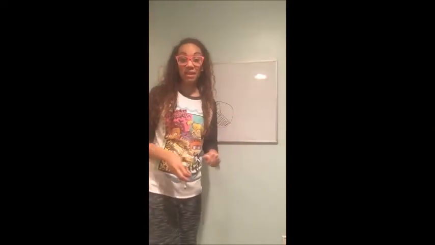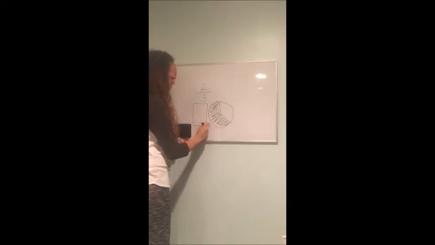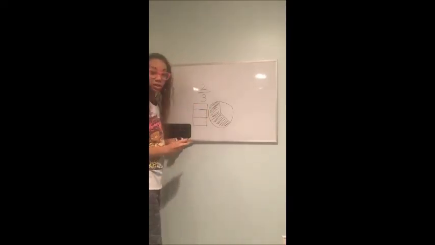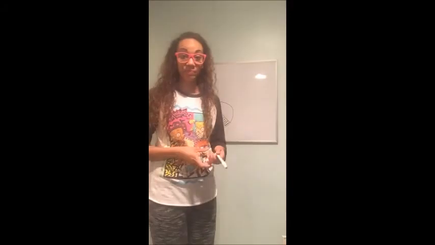It doesn't always have to be a circle, however. So we might choose to draw this if we had a rectangle with 3 equal pieces, and we could also shade in 2 of them. That would still be 2/3. Okay?